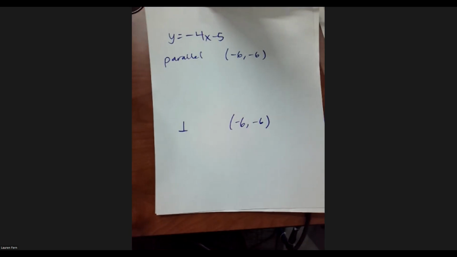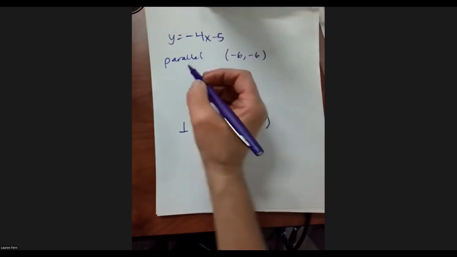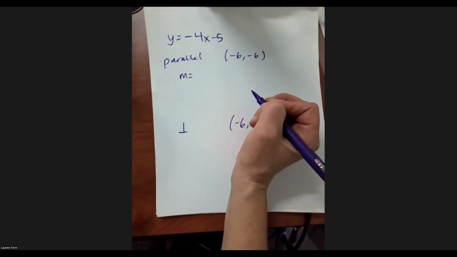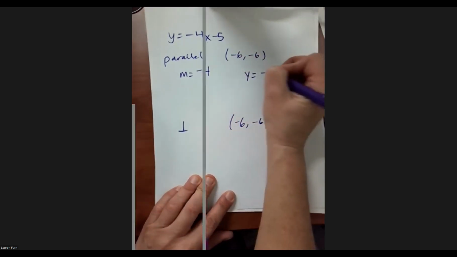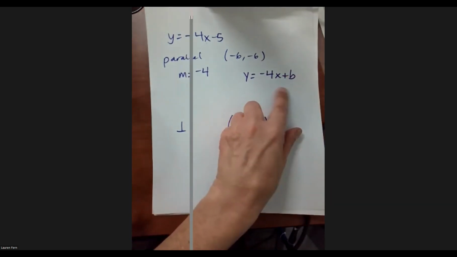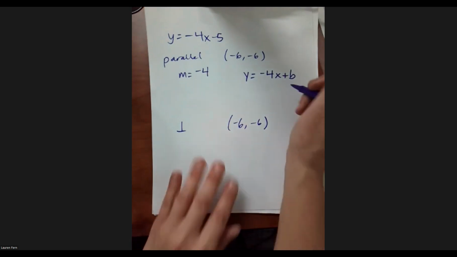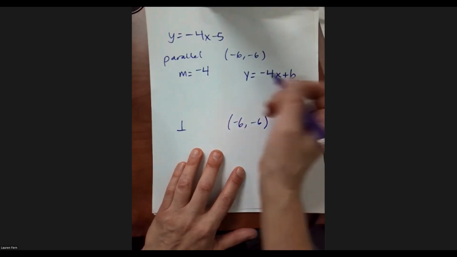Okay, if we want to find the equation of a line parallel to this, what do we know about the slope of this line that we're going to find? It's the same, it's -4. So thus far, we've got y equals -4x plus b. I need to find my value of b. How do I do that?